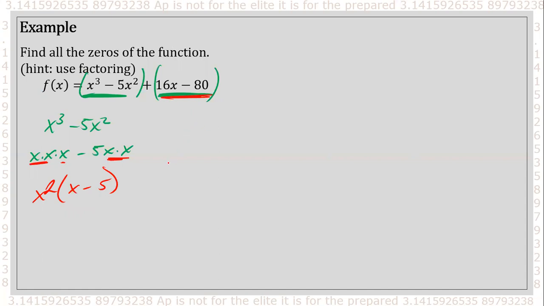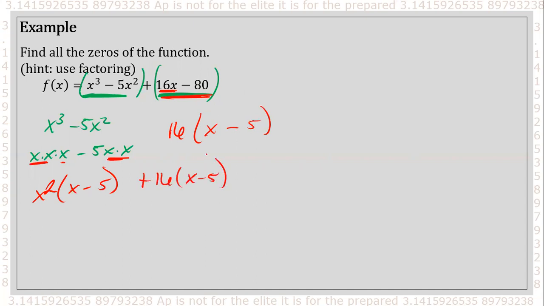Well, they're even, so 2 is a factor. What else will be a factor? Hopefully you're able to see that 16 is also a factor. And if I factor 16 out of 16x, I'm left with x. And if I factor 16 from 80, I'm left with 5. So I'm left with this so far.